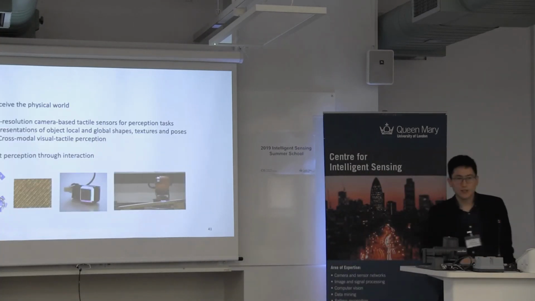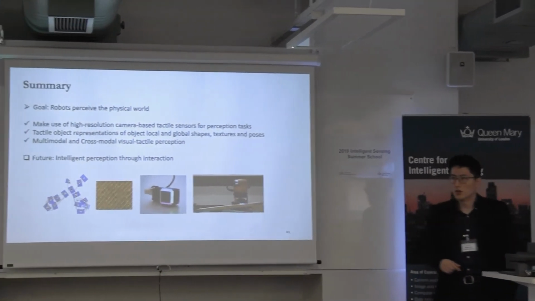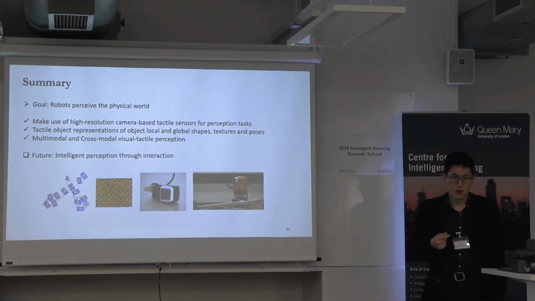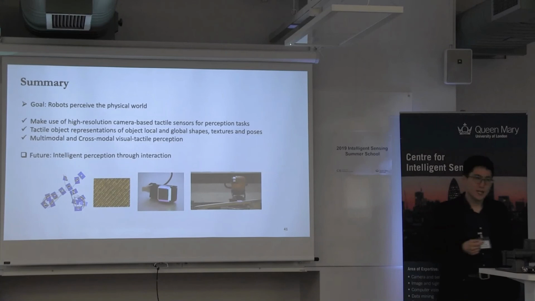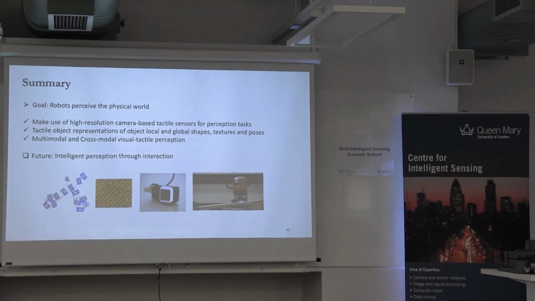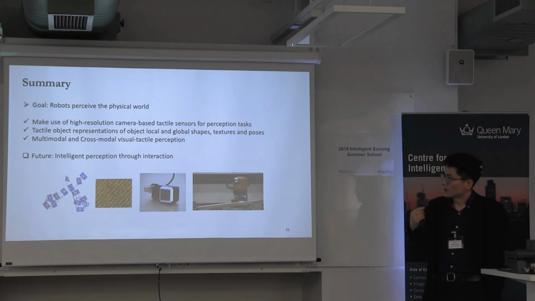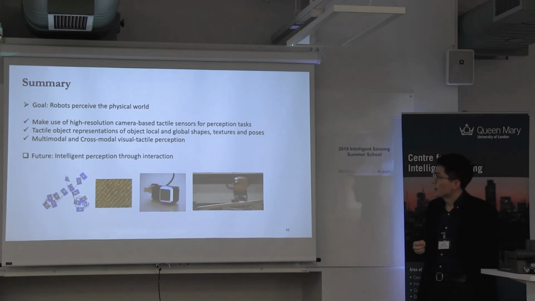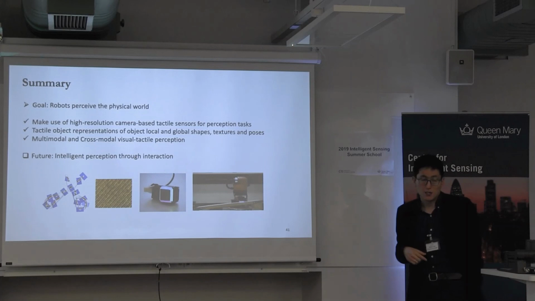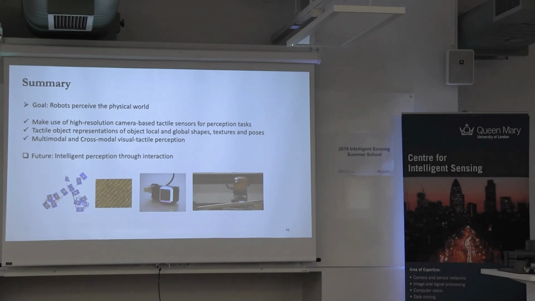To wrap up my presentation, as you can see, the overall goal of the research is to enable robots to perceive the physical world using both vision and tactile sensing. And there are some milestones on this route. We have achieved perception using tactile sensors. We have tactile object representations, like local and global shapes, and also textures and poses. And also we have multimodal and cross-modal visual tactile perception. On the other hand, we still have a long way to go for this intelligent perception. We still need to involve interaction in this loop. So we have intelligent perception through interaction for future work.